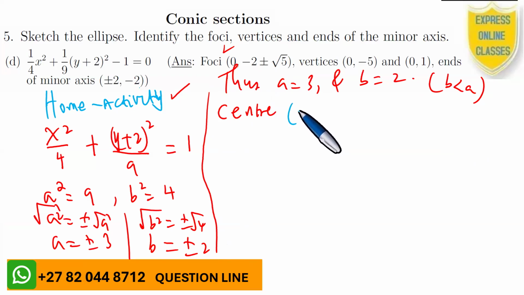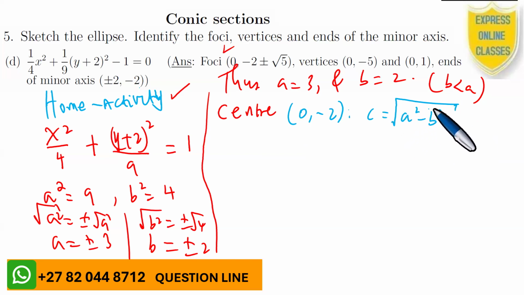The center will be (0, minus 2). And then when we do this, we always compute the square root of a squared minus b squared, which means the a squared is already 9. The b squared is 4, giving us the square root of 5.